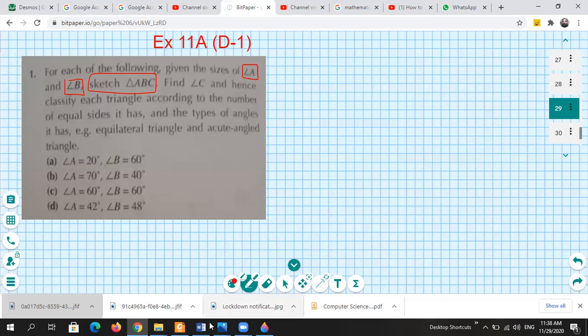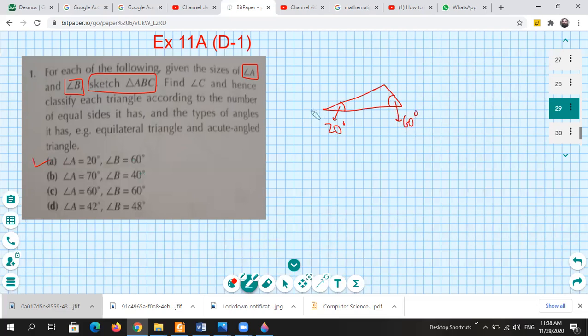So I'm doing part A here. So in part A, you can see the angles are this one. Angle A is 20 degrees and the second one is 60 degrees, which is angle B. So if I sketch a line here, angle A is 20 degrees, so it must be like this, and angle 60 should be just like this. So this is angle 20 degrees, and this angle is 60 degrees.